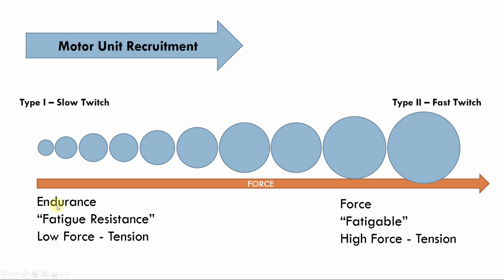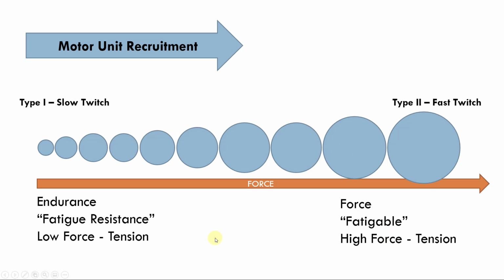Your type 1 fibers are your endurance fibers, but they don't come out and say endurance fibers. These are fatigue resistant fibers. And the trade-off for the fatigue resistance is that they produce pretty much low tension. They don't really have those force producing capabilities. Your type 2 fibers have high force output, but they're fatigable. So you get a lot of bang, but you're not able to go for a long period of time. So the high force and tension.